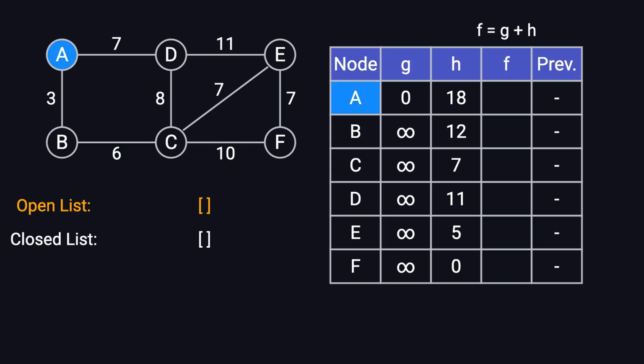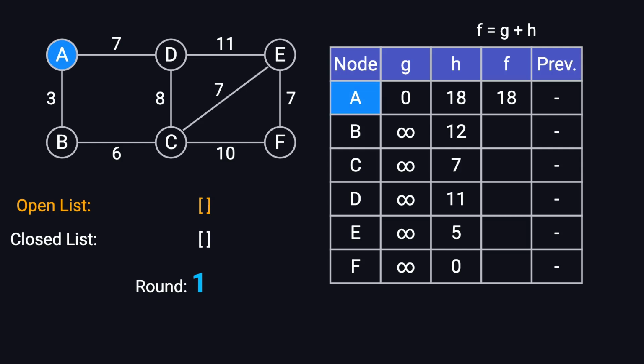We start with node A. Its G value is 0 and its H value is 18. So the F value is 0 plus 18, which gives us 18. We add node A to the open list as 18A. In the first iteration, the open list only contains 18A. We take it out and process it.